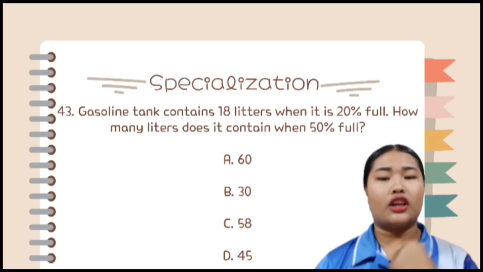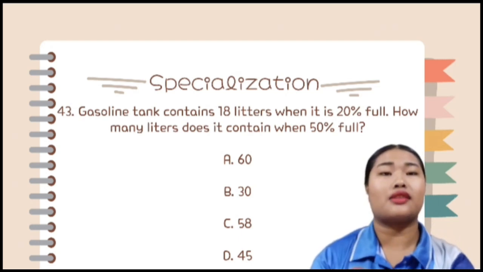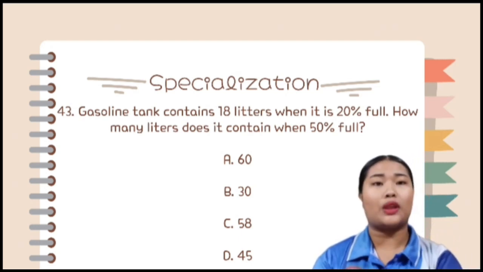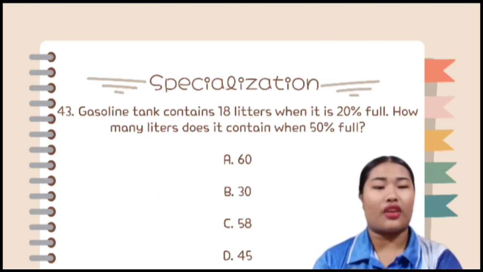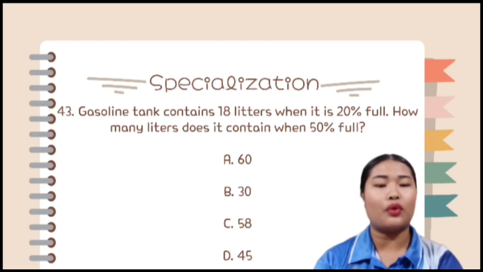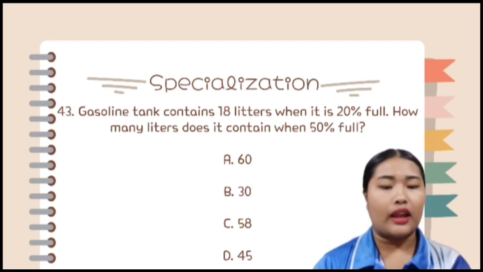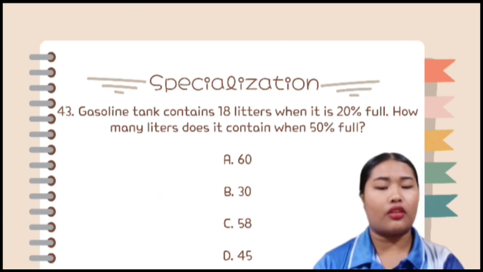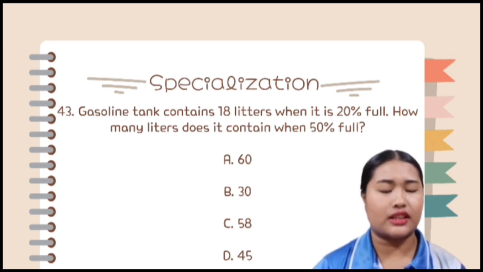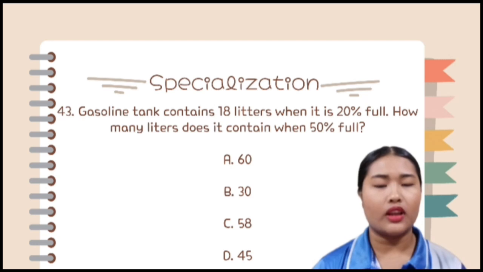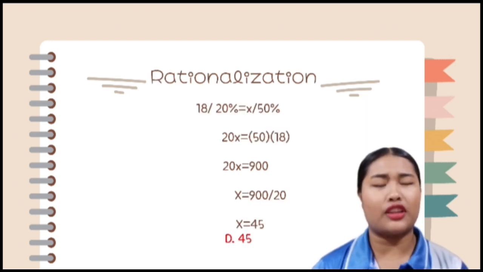Number 43. A gasoline tank contains 18 liters when it is 20% full. How many liters does it contain when 50% full? Letter A, 60. Letter B, 30. Letter C, 58. And letter D, 36. 18 divided by 20% equals x divided by 50%.